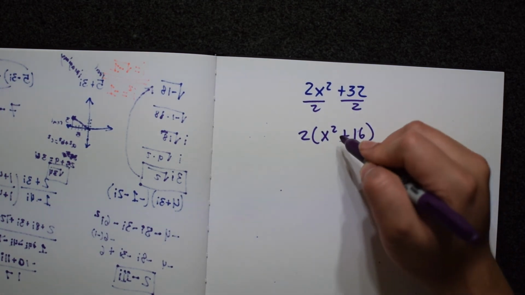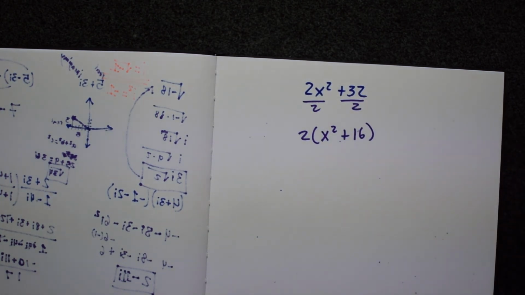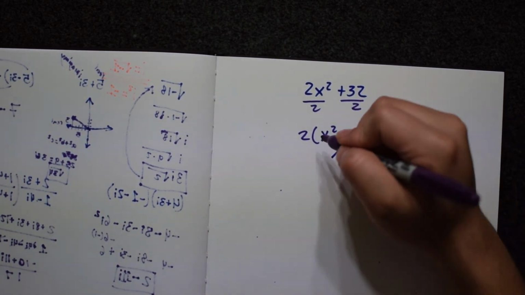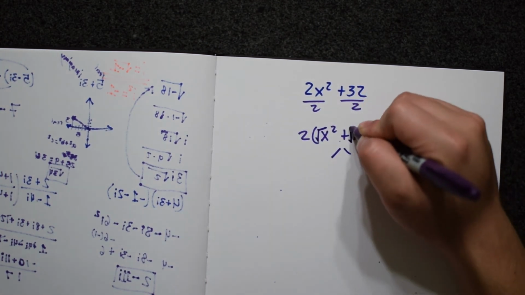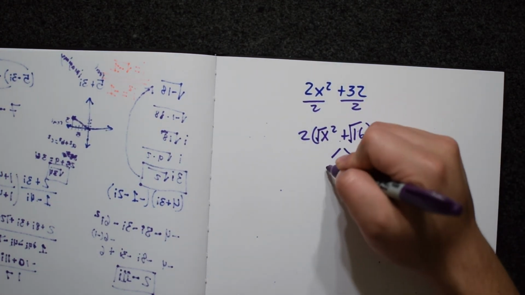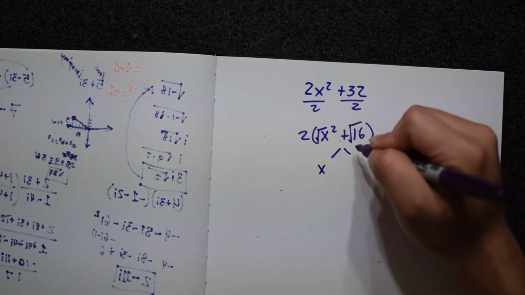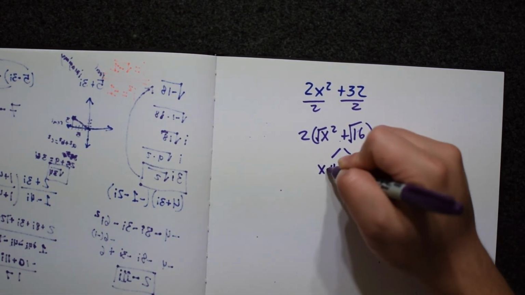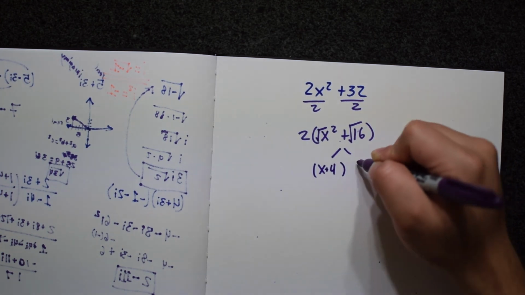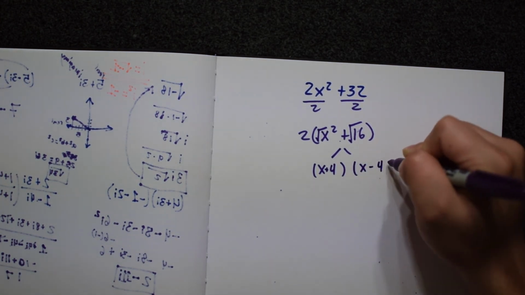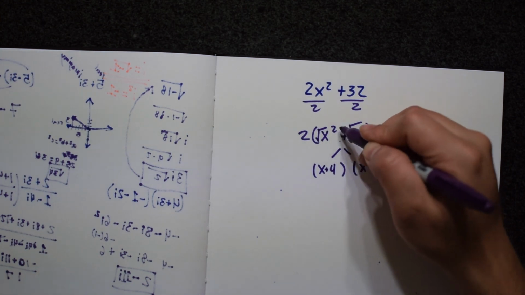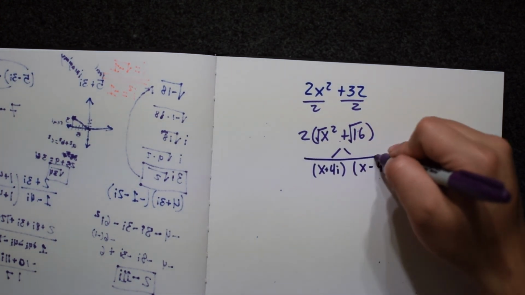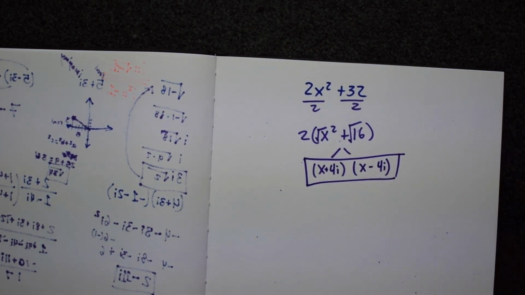From here, ladies and gentlemen, I'm going to basically follow the same thing that I did with my difference of squares. I'm going to take the square root of the first term and the square root of the second term. The square root of x squared is just x, and the square root of the second term is going to be 4. So I'm going to have x plus 4 and x minus 4. And the only difference is that since this is a sum of squares and not a difference, I'm going to add an i to the 4. And there you have it. That is the sum of squares.